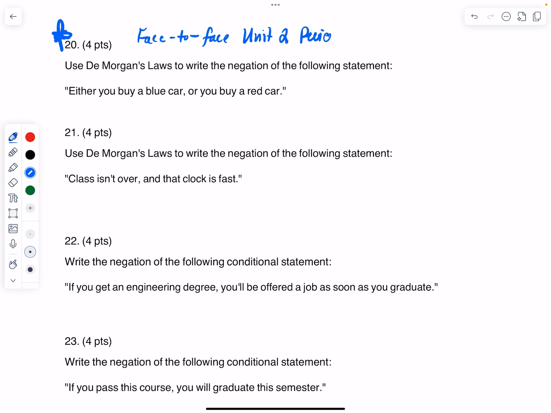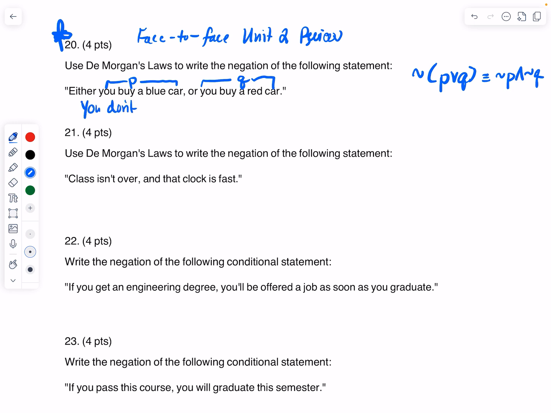All right, so De Morgan's law says if I negate P or Q, this is logically equivalent to negation P and negation Q. So since I have this situation where P is you buy a blue car, and Q is you buy a red car, what I'm going to do is negate it. So I'm going to write out negation P, you don't buy a blue car.